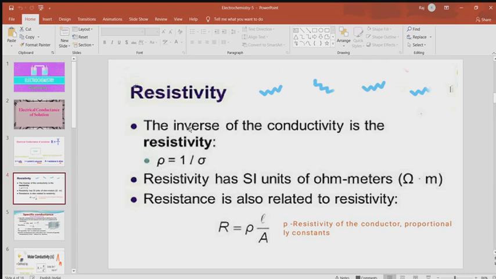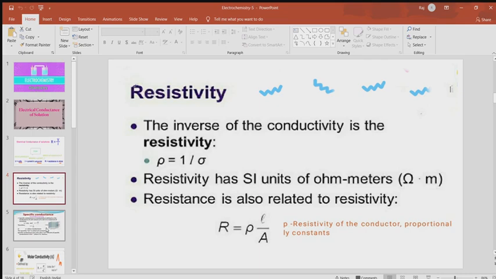The electrical resistance of a conductor is proportional to its length L and inversely proportional to its cross-sectional area A. So R is inversely proportional to L upon A. Therefore R is equal to rho L upon A, where L is the length, A is the cross-sectional area, and rho is the proportionality constant, called the resistivity of the conductor. Its SI unit is the ohm meter.